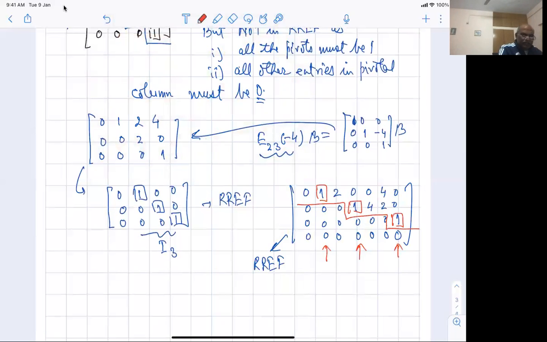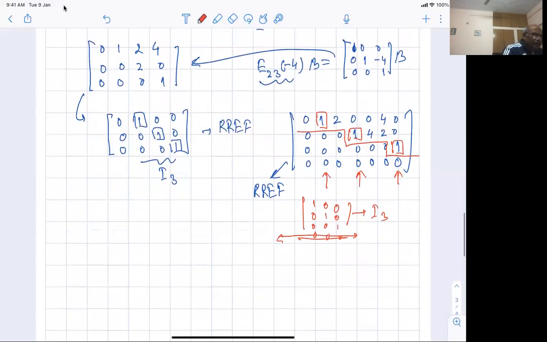If I use this idea, this pivotal column is 1, 0, 0, then another pivotal column, and then 0, 0, 1, 0. If I forget about the last row, this is nothing but the identity. So what we are trying to say is that if there are R pivots, I will have I_R coming into place. That's a very important observation.